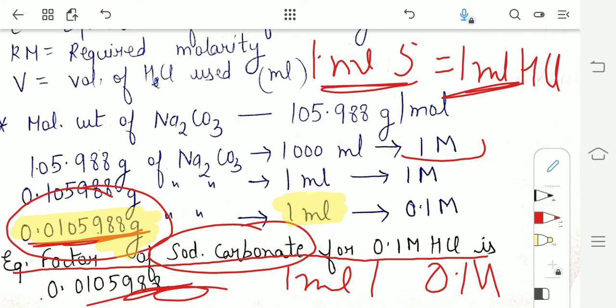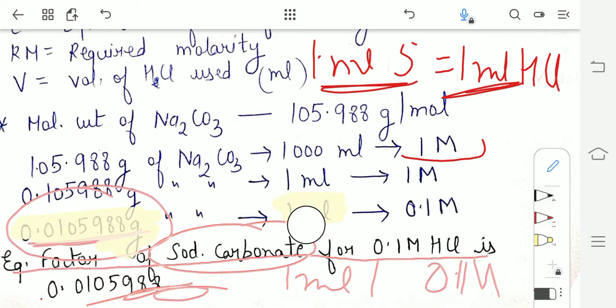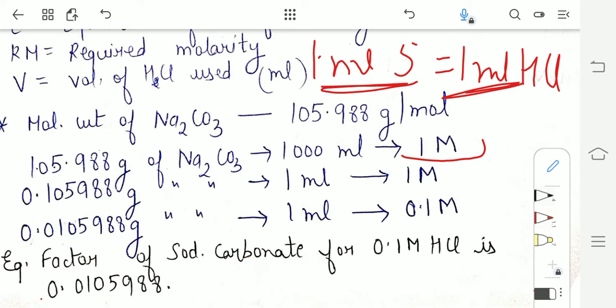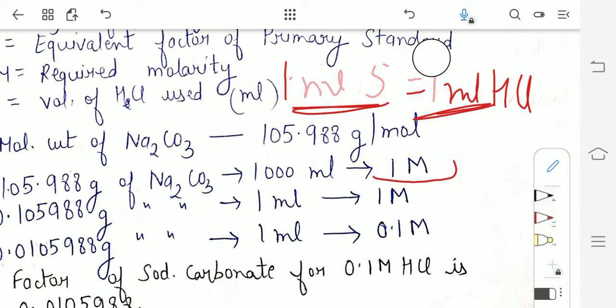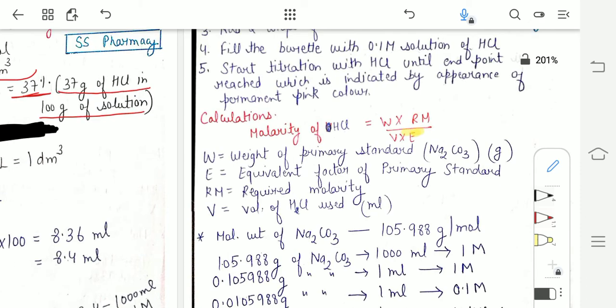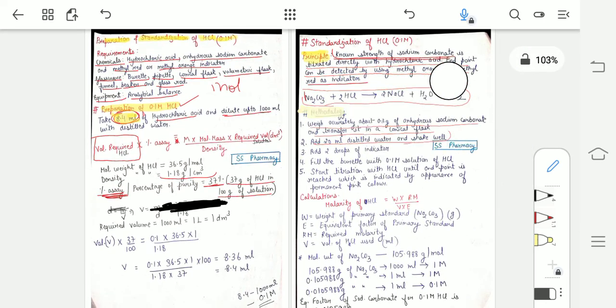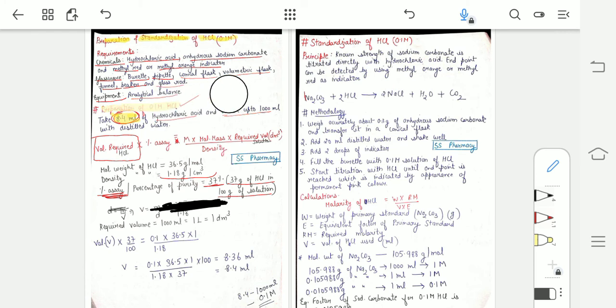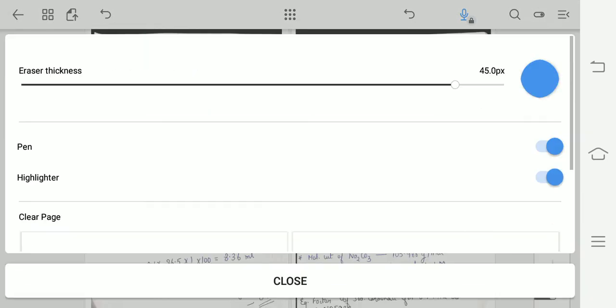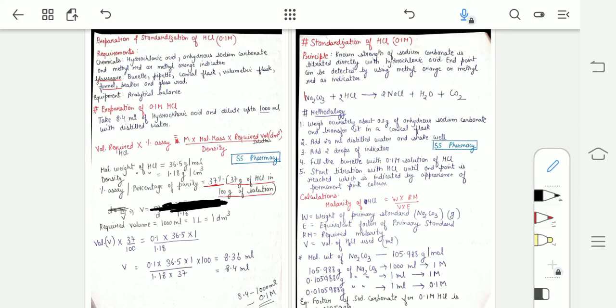I hope this is clear to you, because this is a very important concept and it will also be used further when we do the estimation of compounds. So I hope the things are clear to you. If you want to take a screenshot, I can erase the things. Okay, this thing you don't have to do.